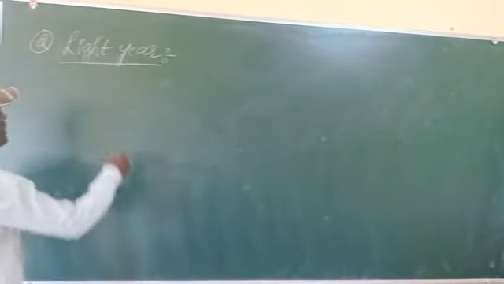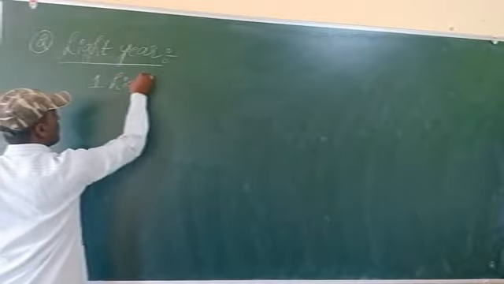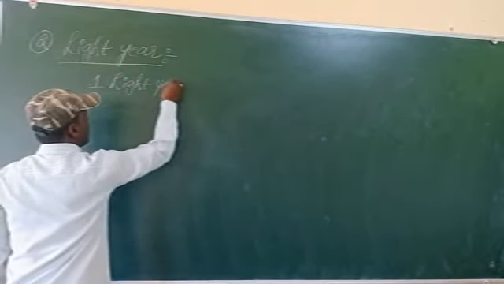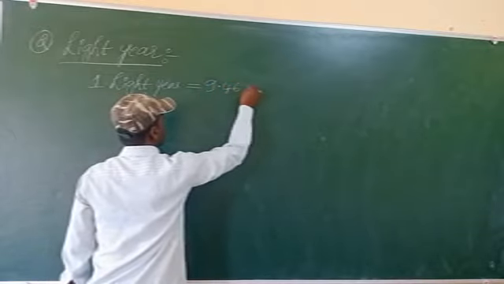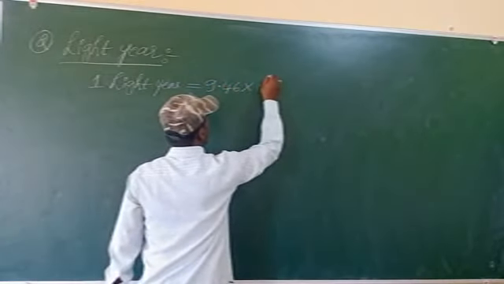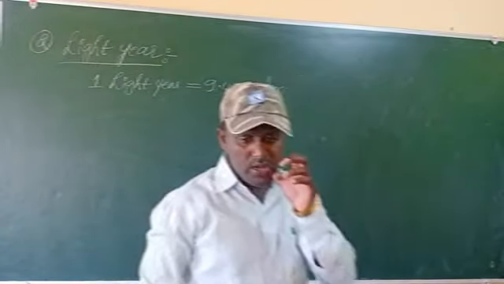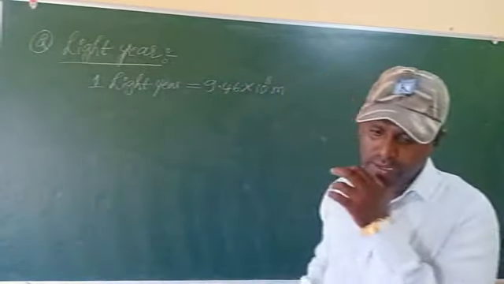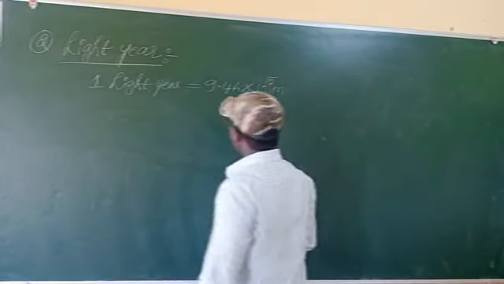So here, 1 light year equals 9.46 into 10 to the power of 15 meters. It is not 11, it is 15 meters.